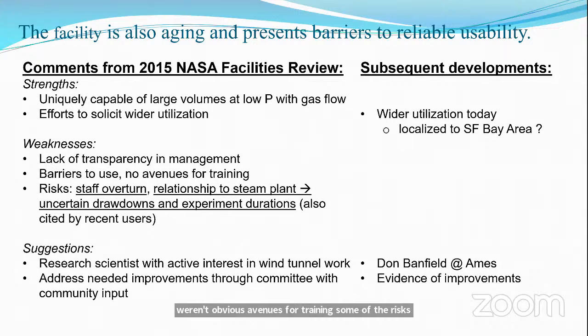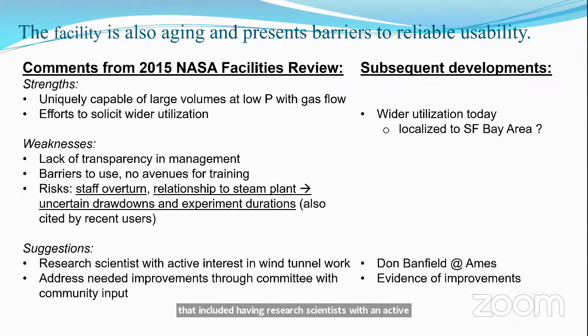To use the Mars surface wind tunnel at low pressure, there needed to be some coordination with the steam plant, which meant that drawing down to low pressure and the duration of experiments at the low pressure was somewhat challenging and uncertain. There were suggestions from that facilities review, and that included having research scientists with an active interest in wind tunnel work co-located with PAL.